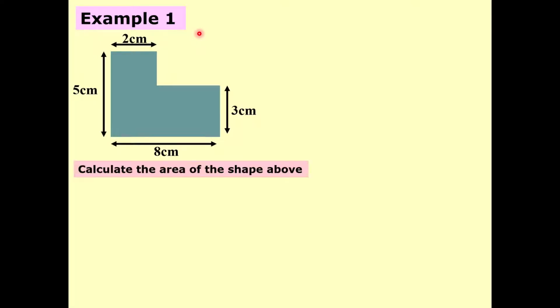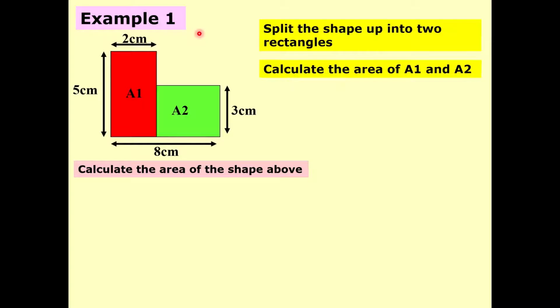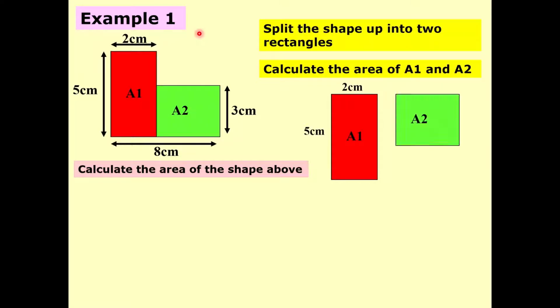So if we were to calculate the area of the shape, we want to first split it into two rectangles. So let's split it up into area 1 and area 2, rectangle 1 and 2. We need to calculate individually the area of each of those rectangles before we find the total area. So we're going to first calculate the area of our first rectangle, area 1. For area 1 we know that the length is 5 centimetres and the breadth is 2 centimetres, so that's fine.